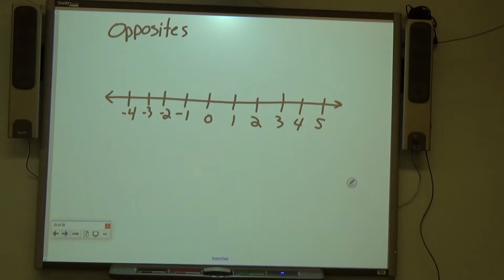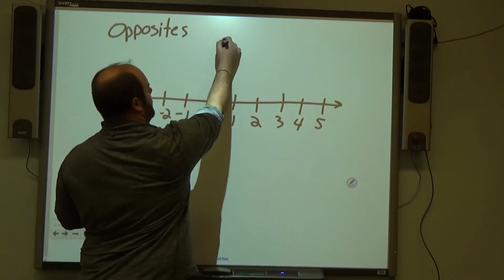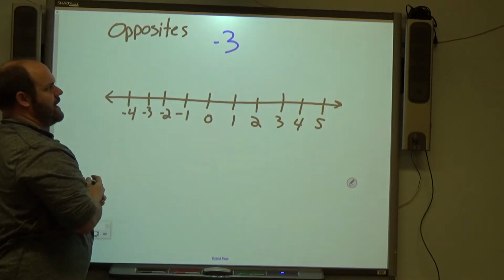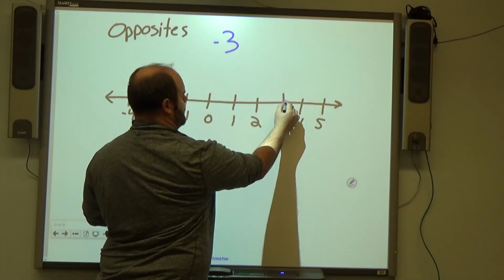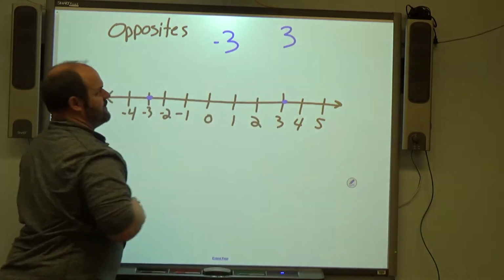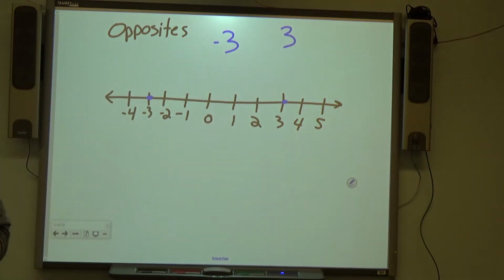Opposites. And opposites are very easy. If I had a -3, what is the opposite of -3? Okay, well, it's going to be a 3. These are opposites of one another. One of them is positive, one of them is negative.